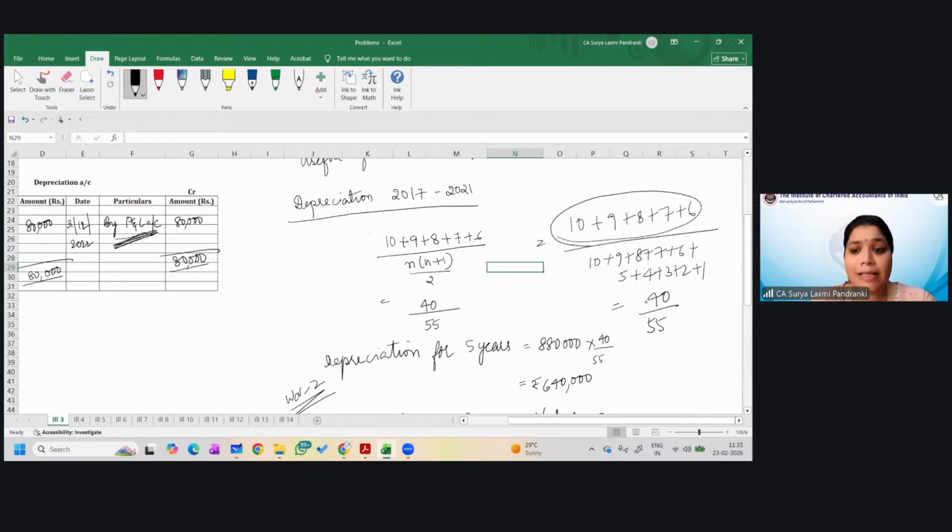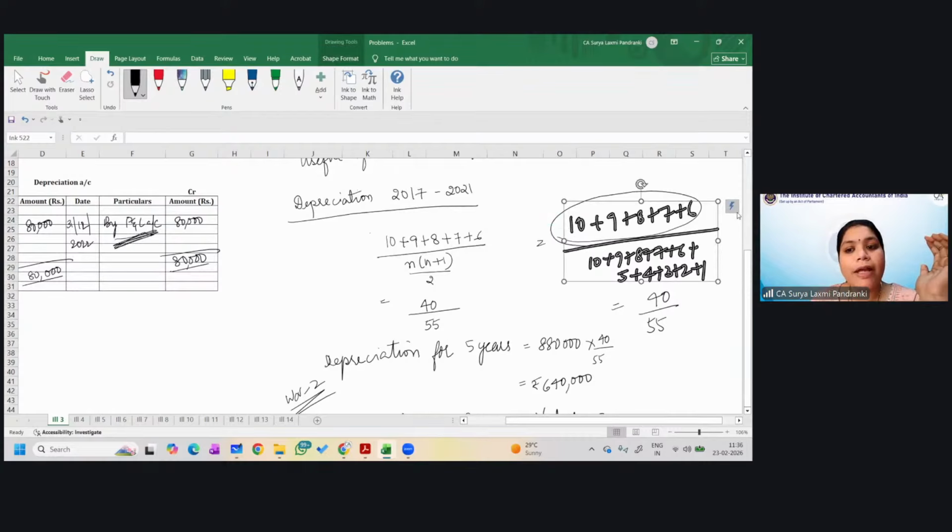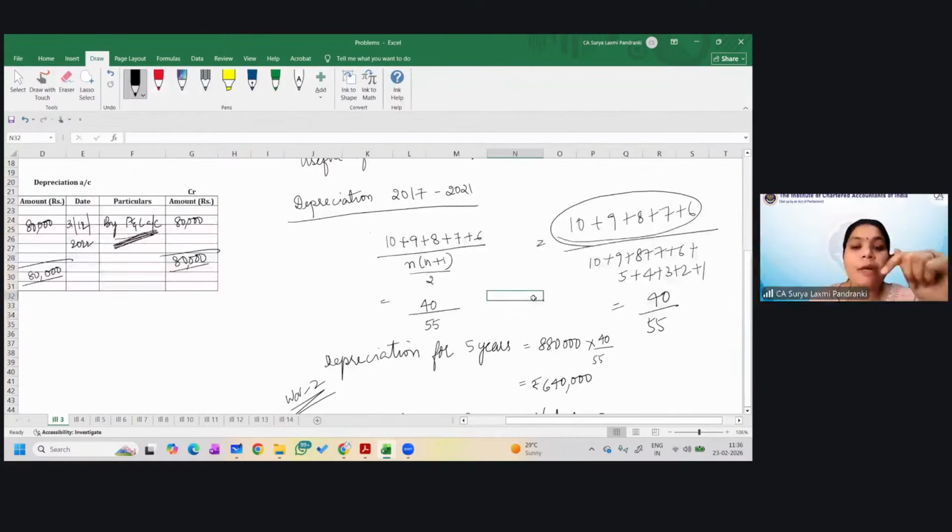Why are we taking only till 6? That question I can answer because it is only for 5 years. You will take only 5 digits. I've taken only 5 digits in the numerator because we are only calculating depreciation for 5 years. If I have to calculate depreciation for 6 years, then I will add one more digit here. Accordingly, it will change.